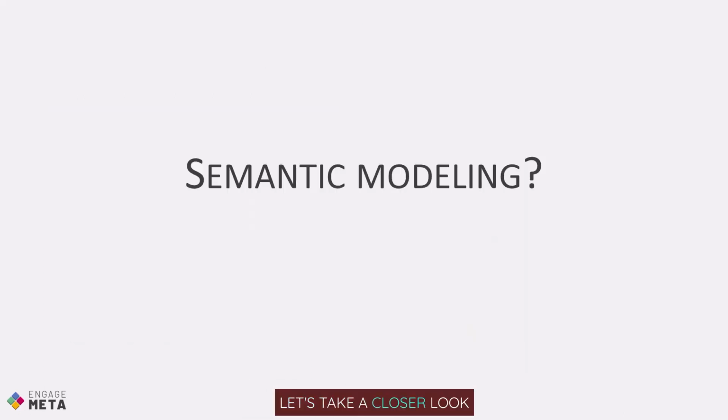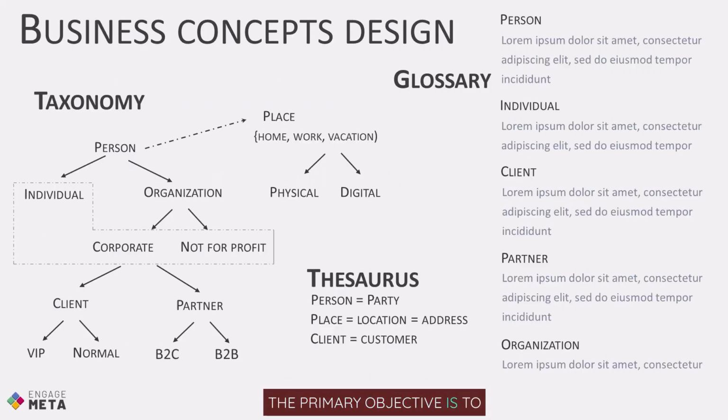First, let's take a closer look at semantic modeling. The primary objective is to clarify the business concepts used by a company to operate, irrespective of its organizational processes. Each business concept should be precisely defined within a glossary. To structure this knowledge, it's often beneficial to establish a hierarchy of these business concepts known as a taxonomy. This taxonomy aids in distinguishing and clarifying both general and specialized business concepts.